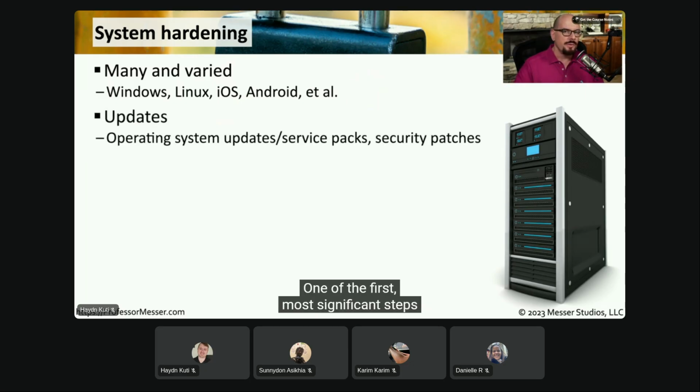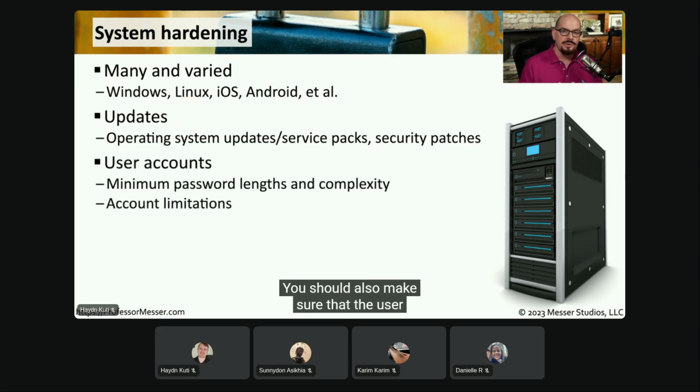One of the first most significant steps for keeping these systems hardened is to always apply the security updates. These would be updates to the operating system and security patches that are usually included with those. Manufacturers like Microsoft will release these patches every month, and other manufacturers follow a similar schedule.